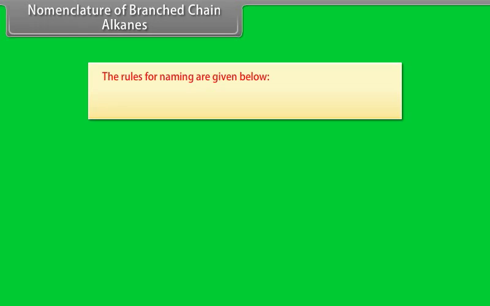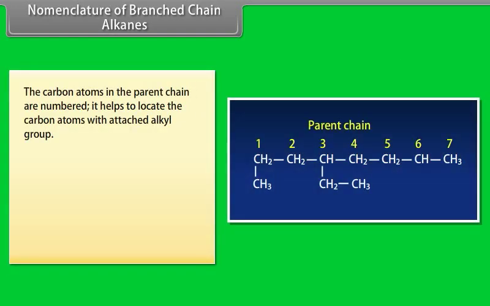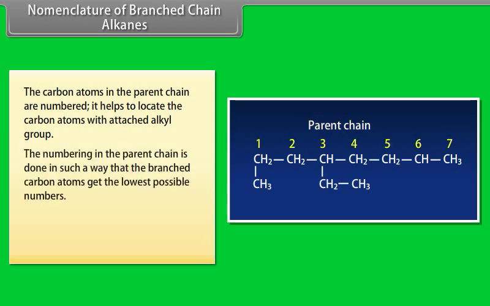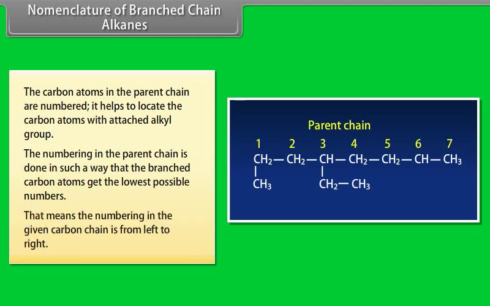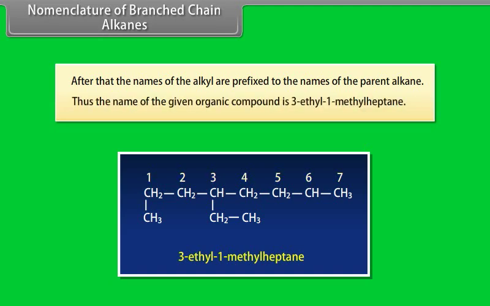Nomenclature of branched chain alkanes. The rules for naming are given below. First, we identify the longest chain of the carbon in the molecule. The carbon atoms in the parent chain are numbered. It helps to locate the carbon atoms with attached alkyl group. The numbering in the parent chain is done in such a way that the branched carbon atom gets the lowest possible numbers. That means the numbering in the given carbon chain is from left to right. After that, the names of the alkyl are prefixed to the names of the parent alkane. Thus, the name of the given organic compound is 3-ethyl 1-methyl heptane.